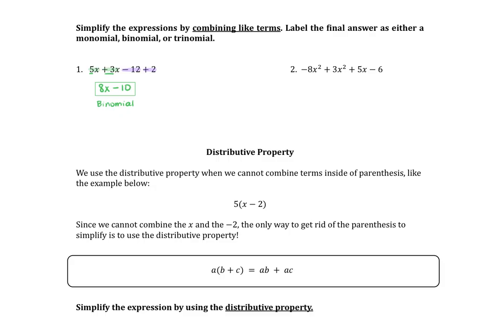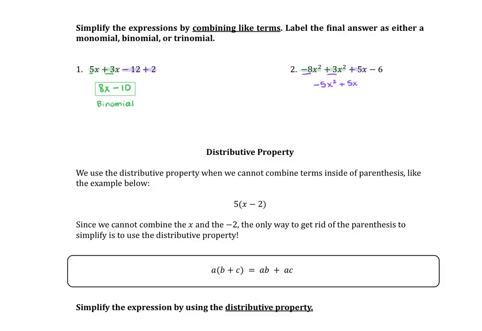Okay, on number 2, I see a -8x squared and I see a +3x squared. So again, that means I'm going to combine those coefficients. A -8 and a +3 is going to leave me a -5, and I tack the like term of x squared on it. Then I look for the next set. I have a +5x, but I have no other x's to combine with that, so I'm just going to drop it down to my answer.